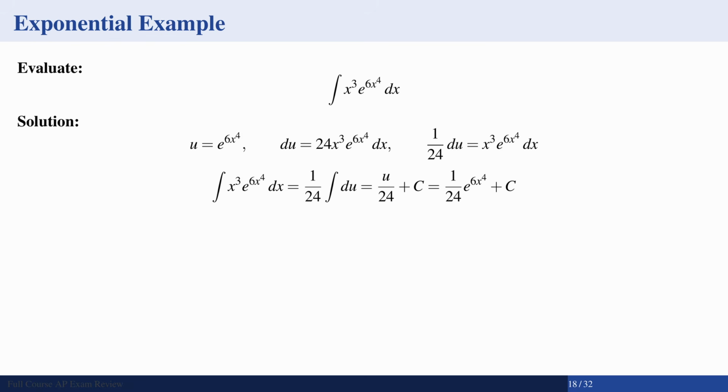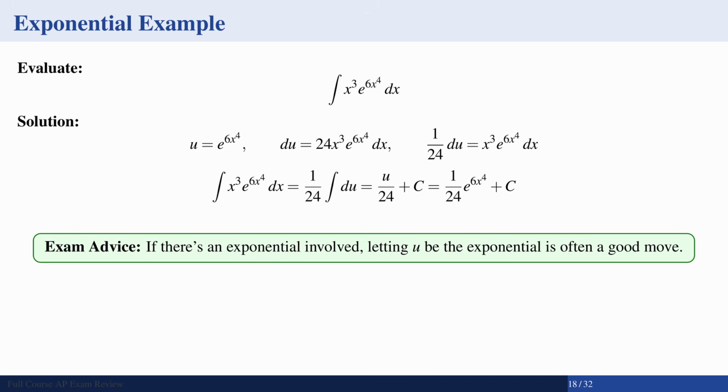is just 1 over 24 du, which means my original integral, when I sub, just becomes 1/24th the integral of du, which is 1 over 24 times u plus c, or 1 over 24 e to the 6x to the 4th. I'm finding it very hard to say that. And then plus c. So if there's an exponential, try just letting u be the exponential. It's almost always the right move.